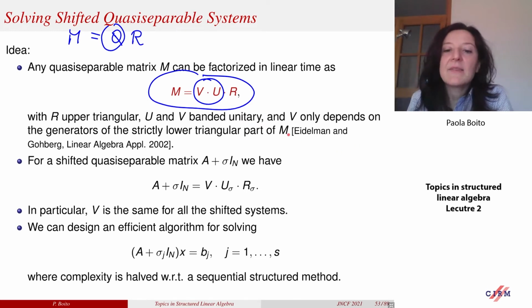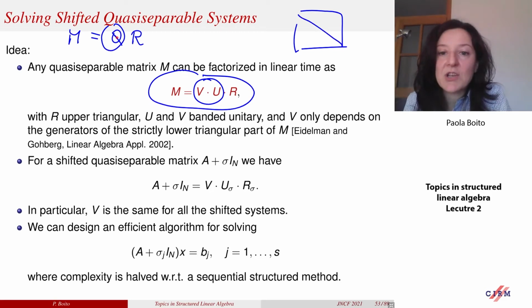What is interesting here is that Q is decomposed as a product of V times U, where V only depends on the generators of the strictly lower triangular part of M. So this is my matrix M, this is the main diagonal of M. The computation of the Q factor is broken down into the computation of V and U. U depends also on the diagonal, but V only depends on the strictly lower triangular part of the matrix. It does not involve the diagonal. So when we compute the QR decomposition of this collection of matrices obtained by diagonal shifts, the V matrix is always the same for all the matrices, and so we can reuse it.